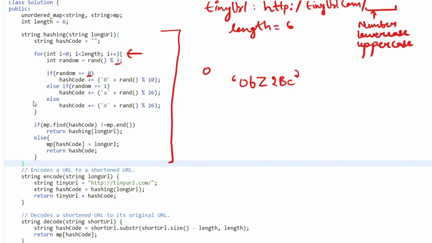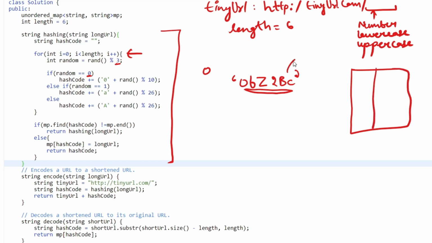If our hash code is already present in our hash map, that means this key already exists, then we generate the key again. We keep generating until we find a key which is not present here. Once we find such a key, we store our key and long URL here. This will be our hash code.